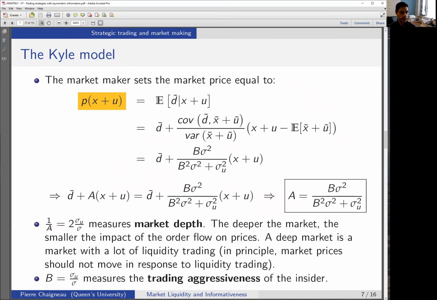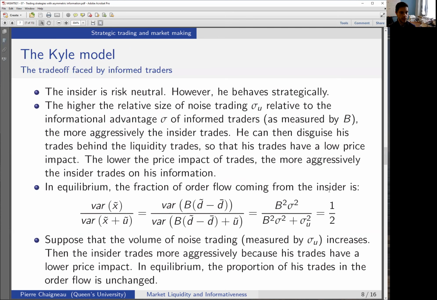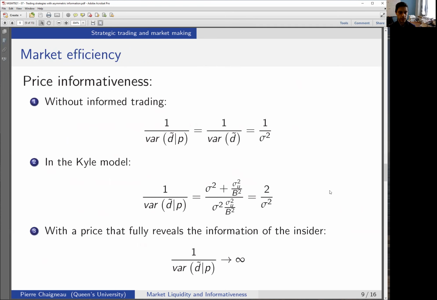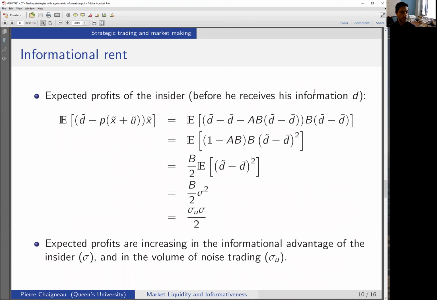Okay, so noise traders are losing money in expectation. Market makers in expectation break even. But insiders in expectation are going to make some positive profits, which makes sense, right? Because they are the ones with an informational advantage. But so what would be their expected profit? What would be the driver of profits in this model?